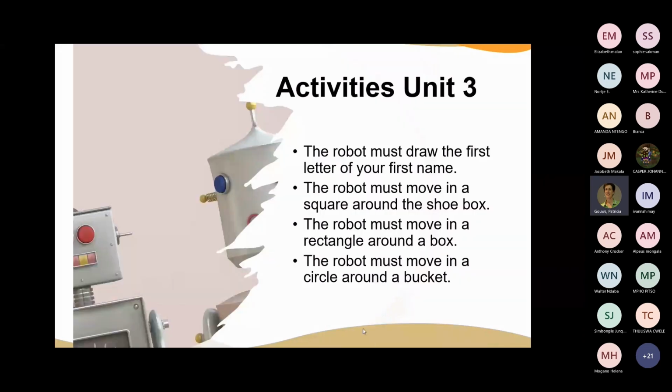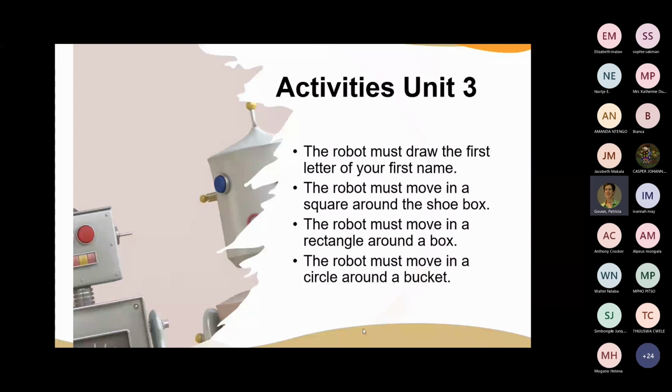Okay, so here's some activities. We're going to get back to this later, but keep this in the back of your mind. How does the robot draw the first letter of your name? Okay, how does the robot draw a P? So there's a straight line and then there's a curvy line. How would the robot move around a square shoebox? And how would it move around a rectangular box? All right. How would the robot move in a circle around a bucket? Okay, so these are all different kinds of navigation that you need to program the robot to accomplish. These are tasks that the robot can accomplish.